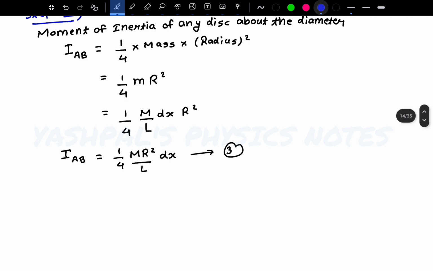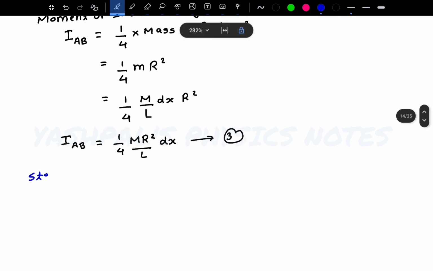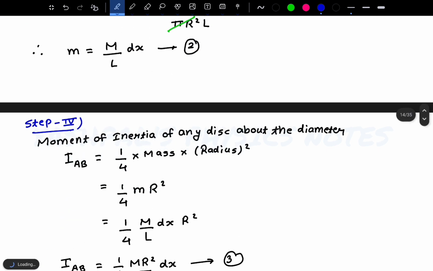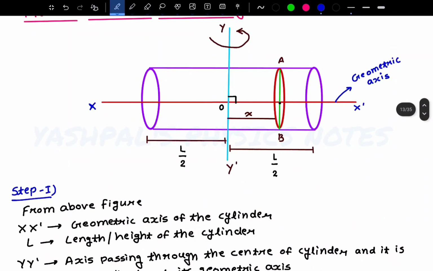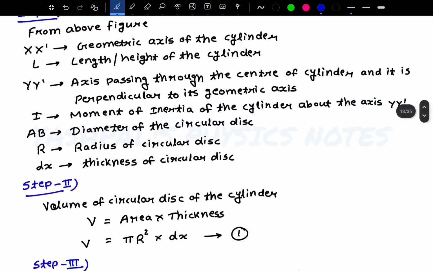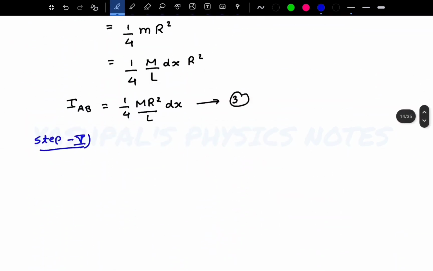Now in step number 5, what we are going to do is find the moment of inertia of the disc of the cylinder about the axis y dash. How we are going to find? We are going to use the parallel axis theorem. As you can see, we consider this axis AB which is passing through this circular disc and y dash as another axis which is parallel to this axis. So here we are going to apply the parallel axis theorem in our step number 5.